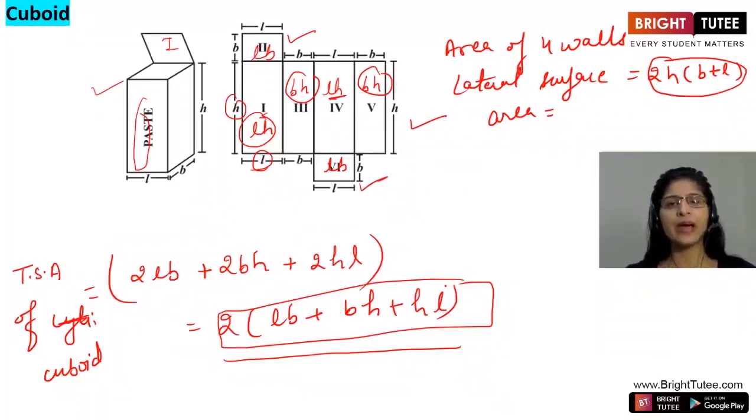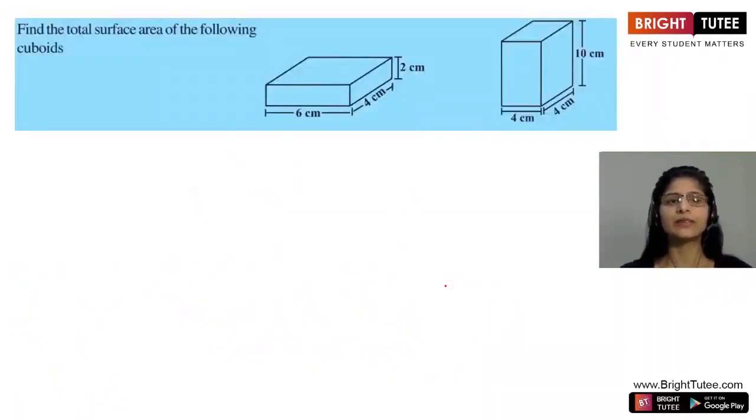Okay, and if we have to just find the area of four walls, or just find out the lateral surface area of the cuboid, the formula is 2 multiplied with height multiplied with the summation of length and breadth. Clear? So these are the two formulas you will remember. Now next, here we have to apply this formula. So we have to find the total surface area of the following cuboid.